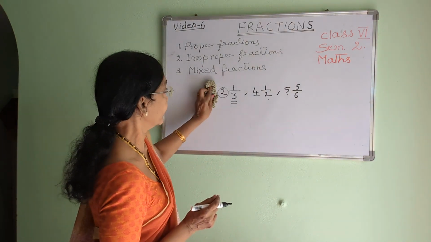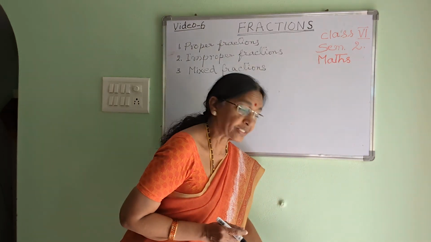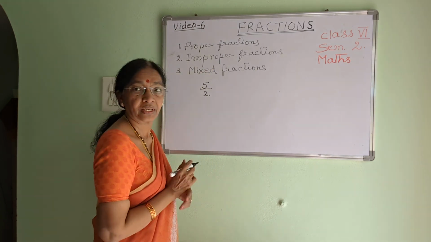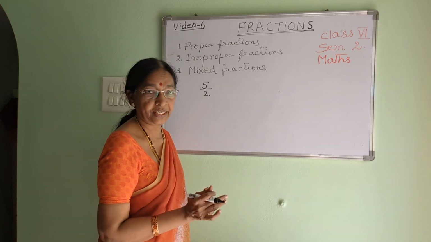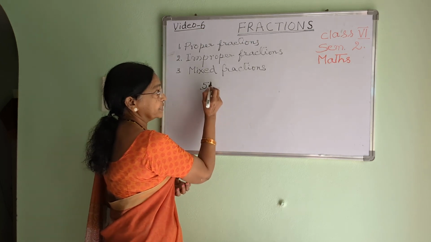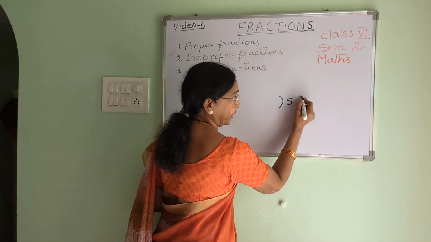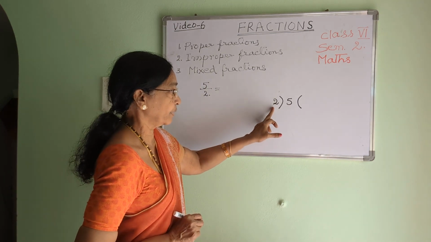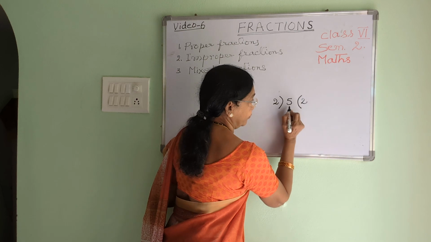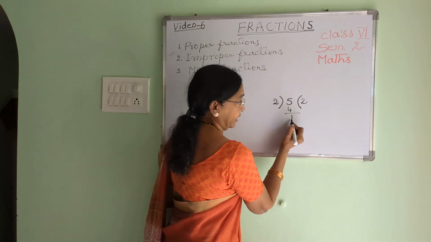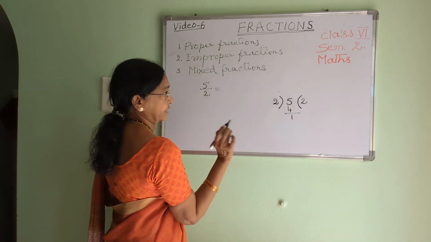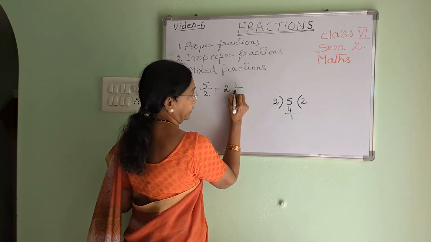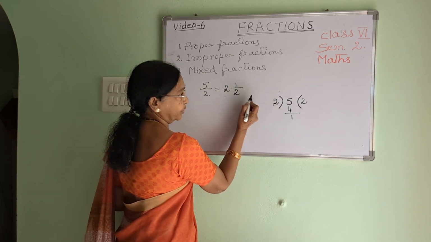Now we will see how to convert an improper fraction into a mixed fraction. Consider an improper fraction, for example, 5 by 2. The numerator is greater than the denominator, therefore it is an improper fraction. To convert this into a mixed fraction, we divide the numerator 5 by the denominator 2. 2 2s are 4, so the remainder is 1. Again 1 is divided by 2, that is a fraction. So 2 and remainder 1 by 2. So 5 by 2 is equal to 2 and a half.